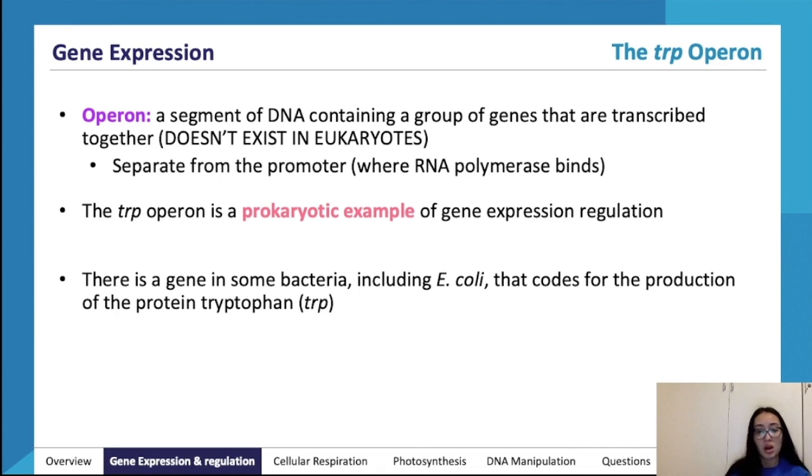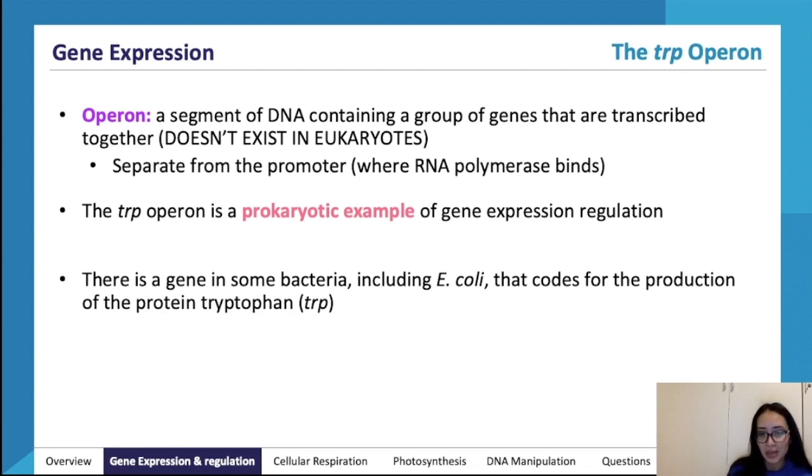One method of gene expression regulation is the trp operon, and this is explicitly defined in your study design. There also used to be something called the lac operon, so I'd recommend looking that up as well. Lac operon and trp operon, but your study design is going to be testing the trp operon, and so we'll look at that soon.